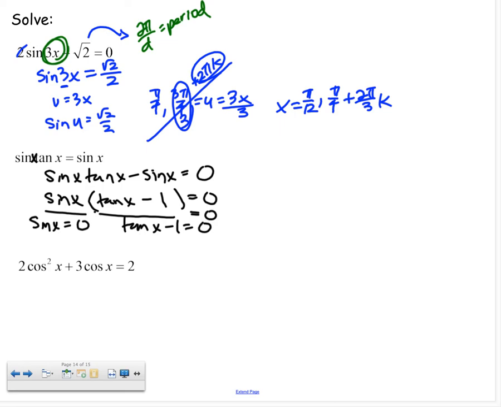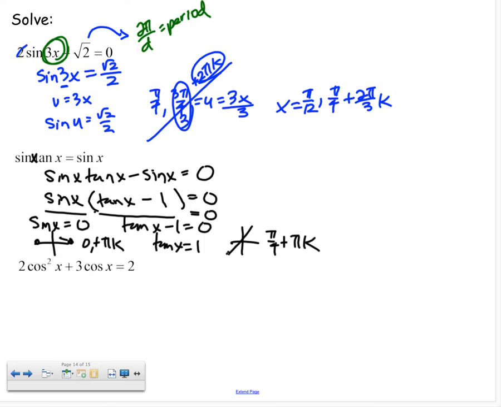Well, where does sine equal 0? Sine equals 0 here and here. So that's 0 and pi and 2 pi and 3 pi and 4 pi. So I'm going to put 0 plus pi k. And where does tan of x equal 1? On the unit circle, tan of x equals 1 there and there. So that's pi fourths and then 5 pi fourths and then again and again. So I'm going to also say plus pi k. Okay, those are my answers for that one.